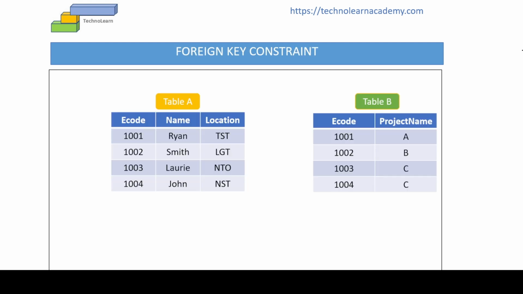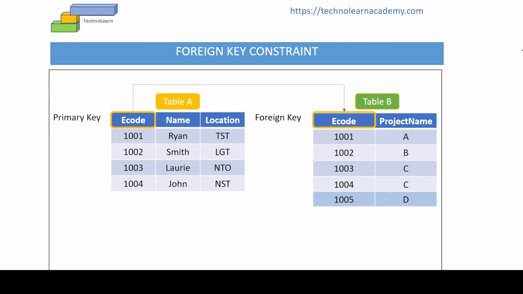Let's understand the foreign key constraint with the help of two tables, table A and table B. We can see that we have E code in table A, that is our primary key column, and we have E code in table B, which is our foreign key column. So the E code of table B is being referred by the E code of table A. Table A is our parent table and table B is our child table. That means we can insert a new record in E code of table B if that record exists in E code of table A.